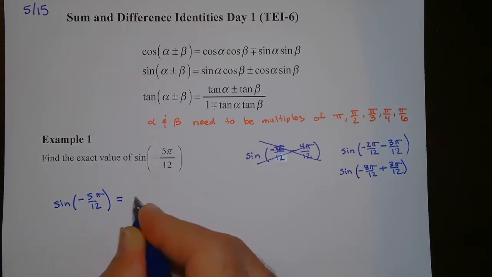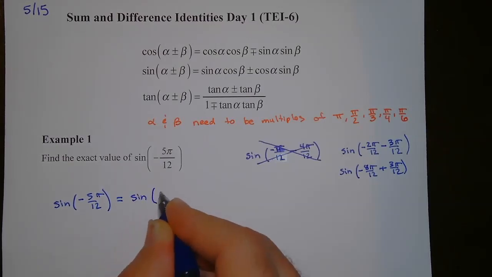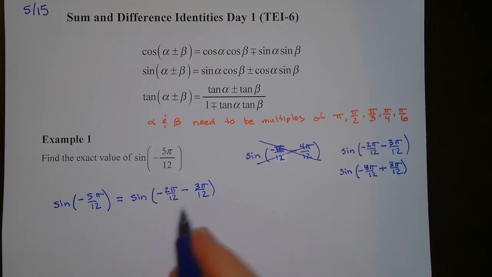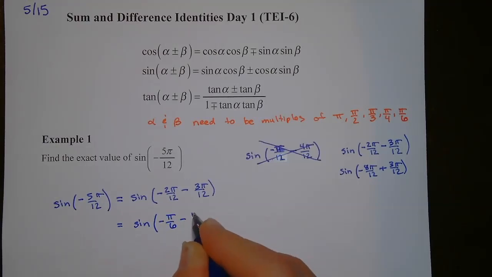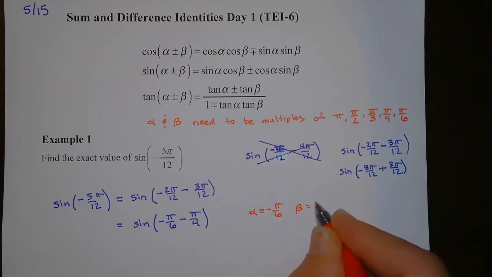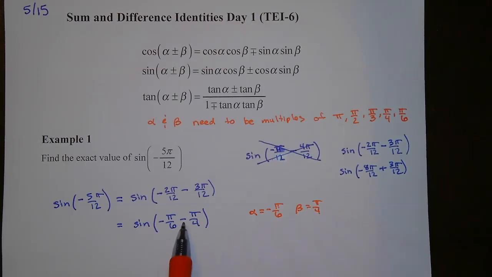And that's going to equal sine of negative 2 pi over 12 minus 3 pi over 12, because if I combine those, it gives me the negative 5 pi over 12. But now these reduce, so this becomes sine of negative pi over 6 minus pi over 4. In this instance, my alpha is negative pi over 6, and my beta would be equal to pi over 4, and I'm subtracting the two angles, because this is subtraction.